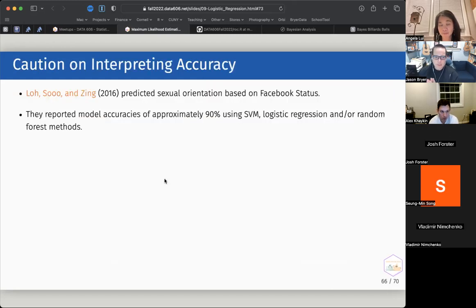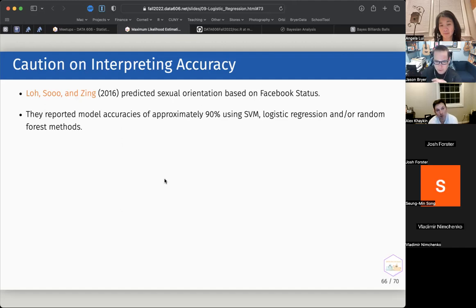All right, so let's talk quickly about caution on the interpretation of accuracy. I cannot emphasize enough how much you need to look at what the base accuracy was. The example I'm going to use is a little dated now, but in 2016, some researchers from Facebook, now Meta, published a paper on their ability to predict sexual orientation. They used something called support vector machines.